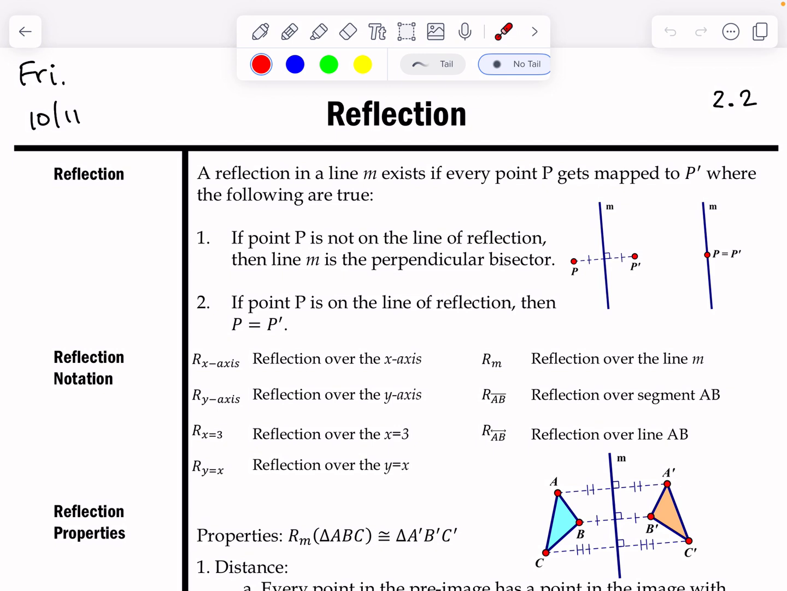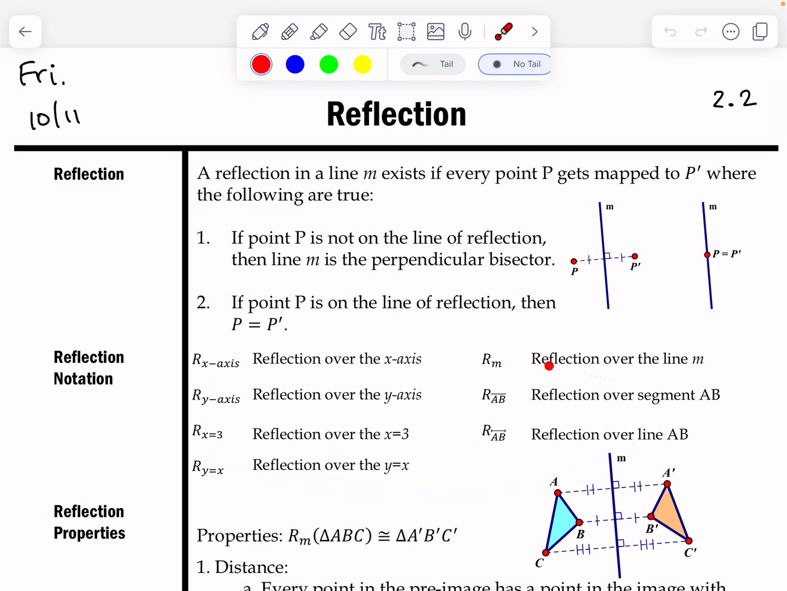If point P is on the line of reflection right here, then we say that P is equal to P prime. So I want you to think about your nose being on a mirror. When you put your nose on the mirror, if you can look into it, it looks like it is touching, but it's on, in this case, the line of reflection.